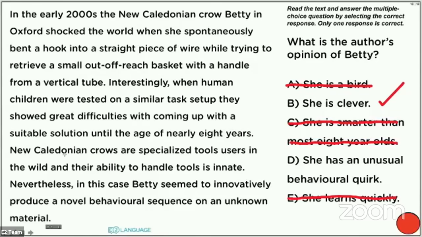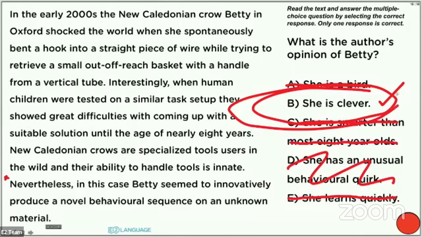Okay, let's read here. I think most of you got it from this sentence here. Nevertheless, in this case, Betty seemed to innovatively produce a novel behavioral sequence on an unknown material. The author's opinion is that Betty has an unusual behavioral quirk. I don't think that's the answer. I think this is a much better answer. This is the author's opinion of Betty, that she innovatively produced a novel behavior and she's smarter than children from 0 to 8 years old. In other words, his opinion of Betty is that she is clever. Maybe you can argue with me against this one, but B is a better option than D here.